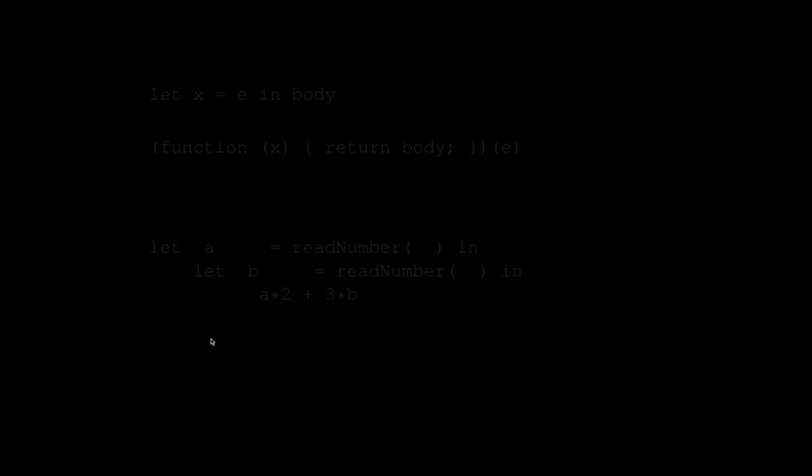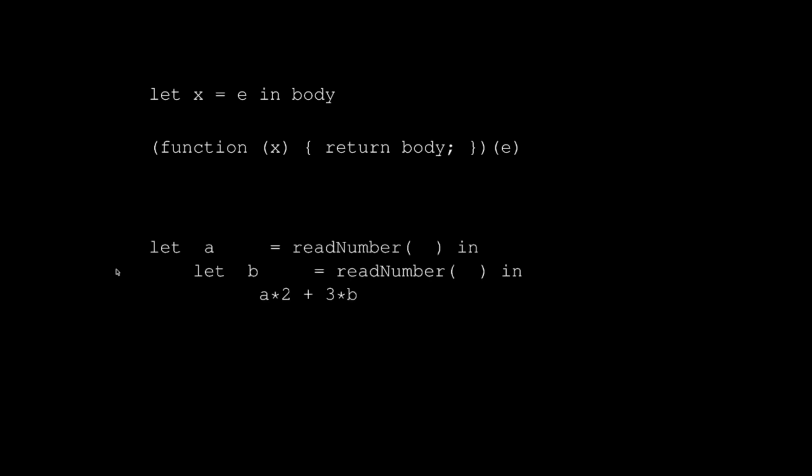So by assuming that "let x be equal e in body" is syntactic sugar for invocation of the anonymous function of argument x which returns body and is called with the argument e, we could rewrite the program as: let a be the value returned by read number in let b be the value returned by read number in a times 2 plus 3 times b.